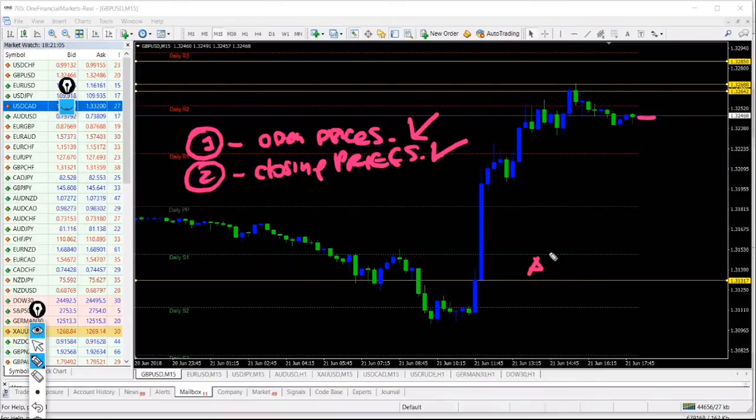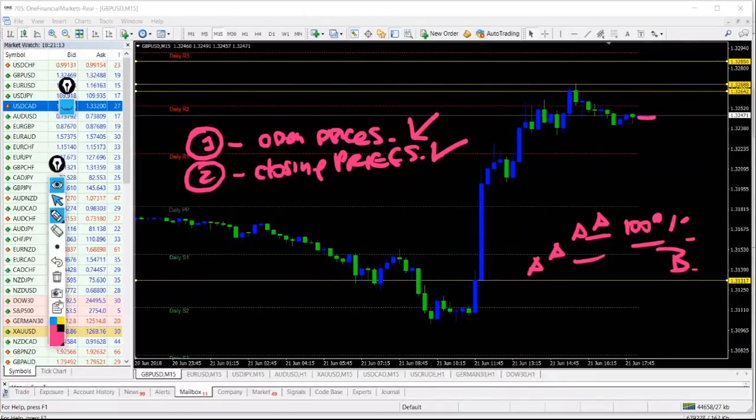If you have the opening like this and the closing like this, 100% of the market is in buyers. At the opposite, if you have the opening price like this and the closing price like this, basically below the opening, 100% of the market is in sellers. Okay? And that's pretty much the first rule about price action.